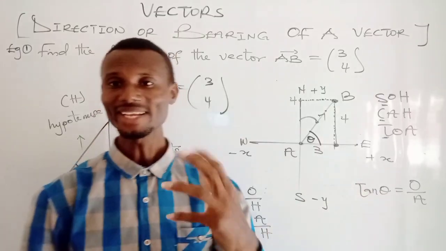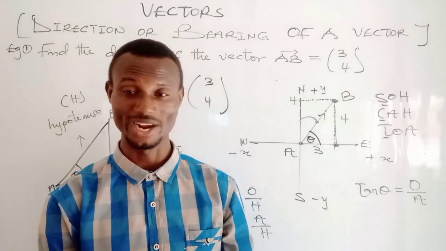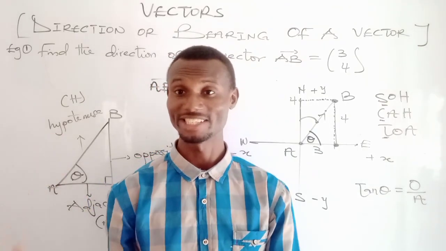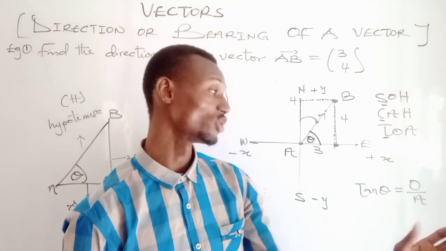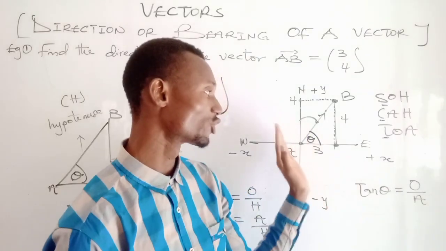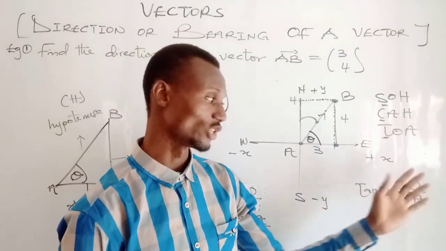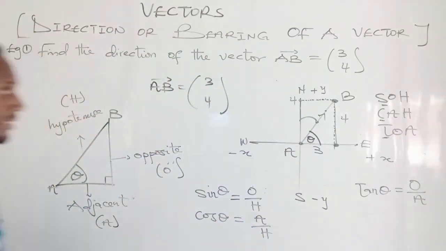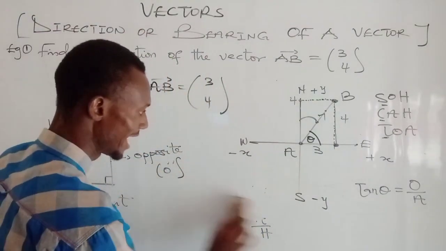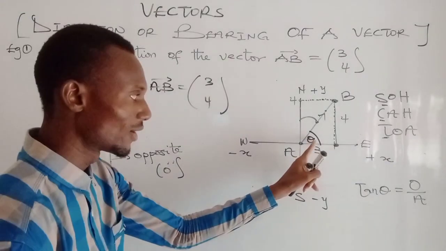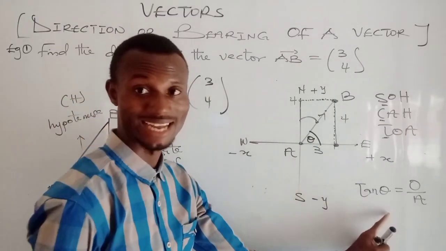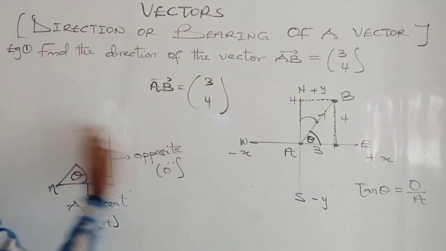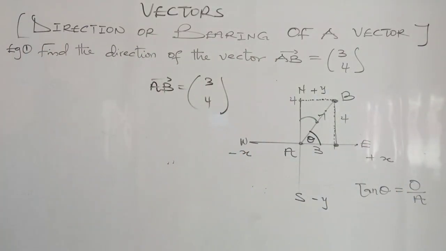I hope the explanation is clear enough up to this point. So you see that all the questions that you get on the direction or bearing of a vector, you'll be using tan theta, because when you draw the diagram, you see that it is tan theta that you need to use. Okay, so let me clean this and let's go ahead and solve for the angle theta, which is here. We are going to use tan theta.